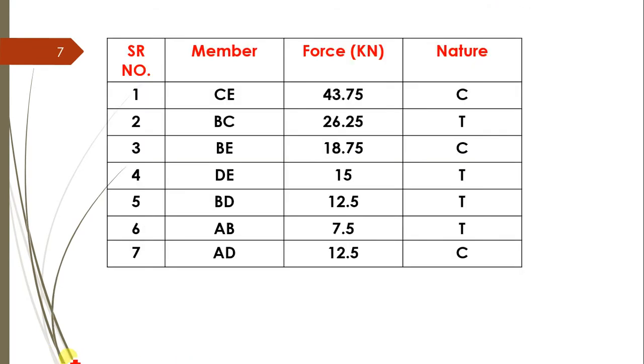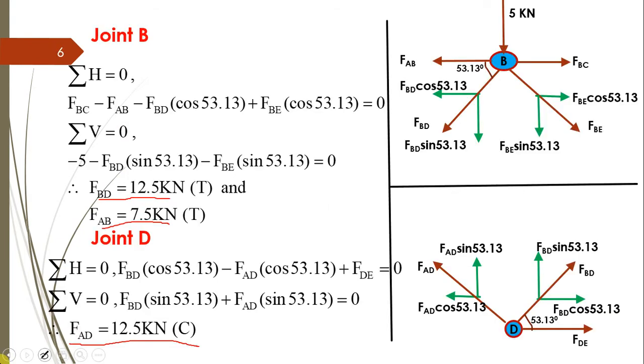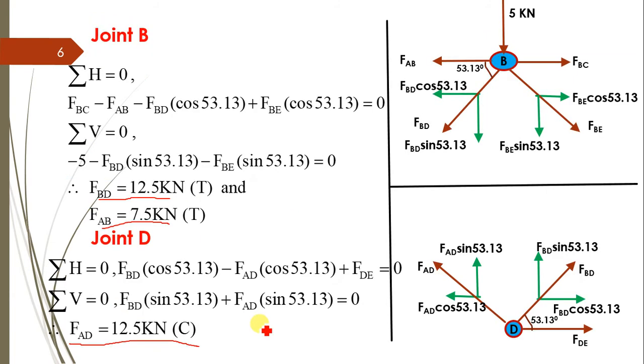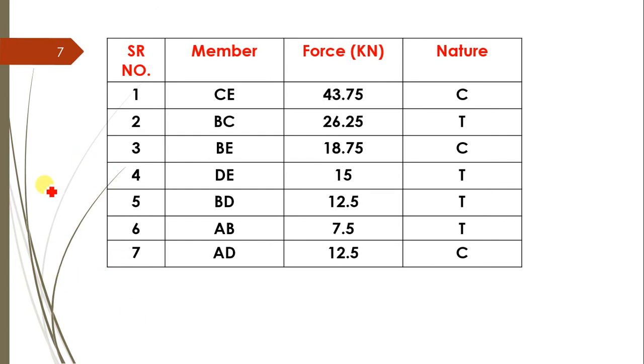So in this way we have determined all the unknown forces, that is FCE, BC, BE, DE, BD, AB and ED. And then finally we have summarized the results in tabular form: the member, the force in the member, and the nature of the member, whether it is in compression or in tension.